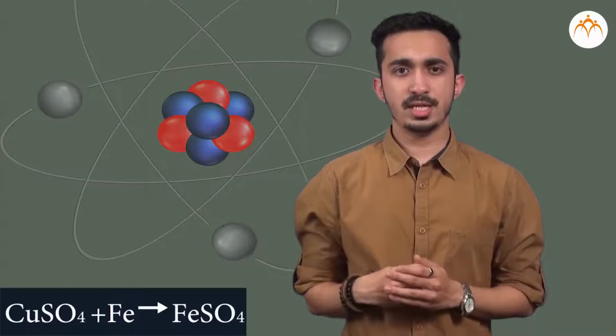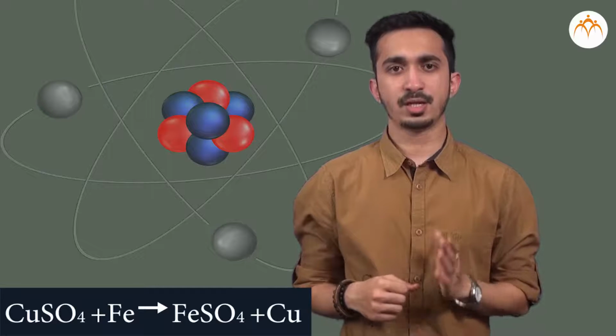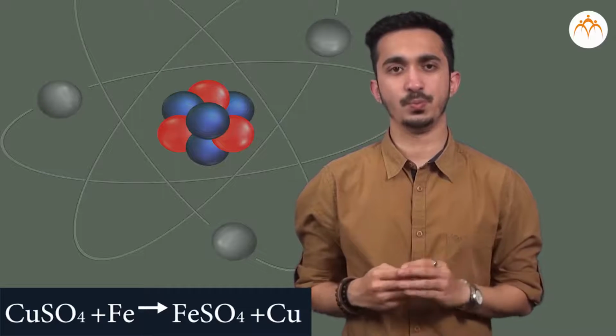So, the equation of reaction in test tube A is CuSO4 plus Fe gives FeSO4 plus Cu. It is a displacement type of reaction. Iron has displaced copper from the copper sulfate solution. It means that metallic iron is more reactive than metallic copper.